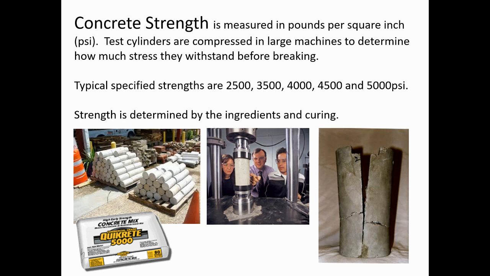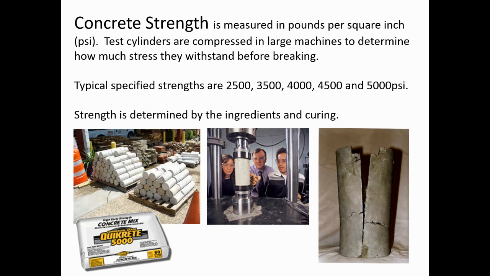So they take those cylinders and store them for a couple of days, or a month, or longer. Then they put them in that machine in the middle picture. The concrete cylinder is in there, and the machine just pushes down with all its might. The picture on the right shows the concrete when it fails. And the machine will register how many pounds per square inch it took for it to fail.